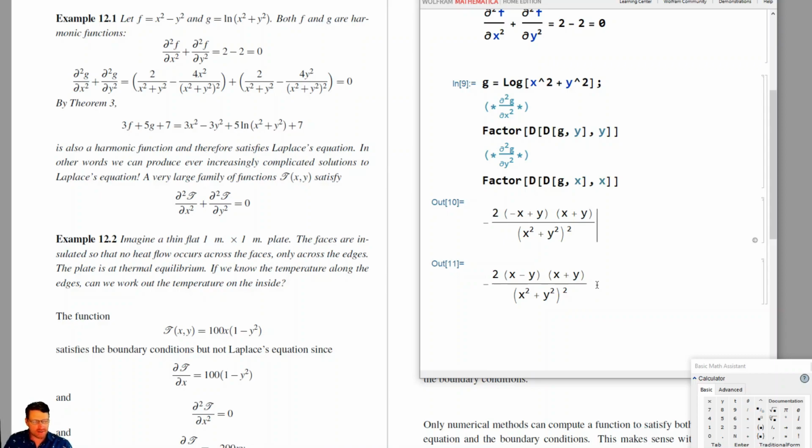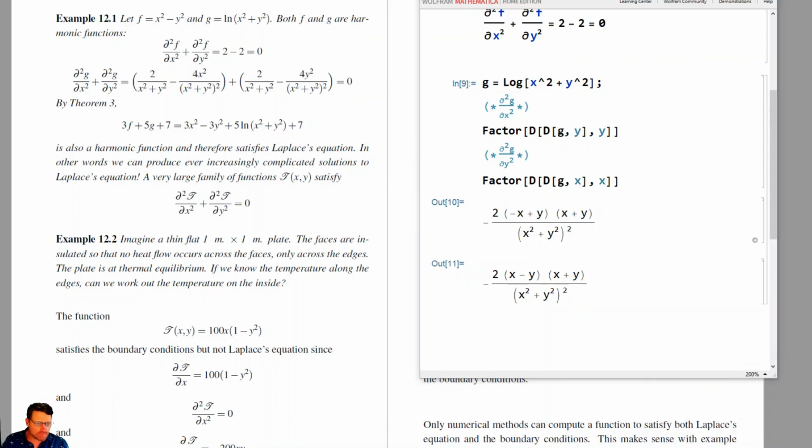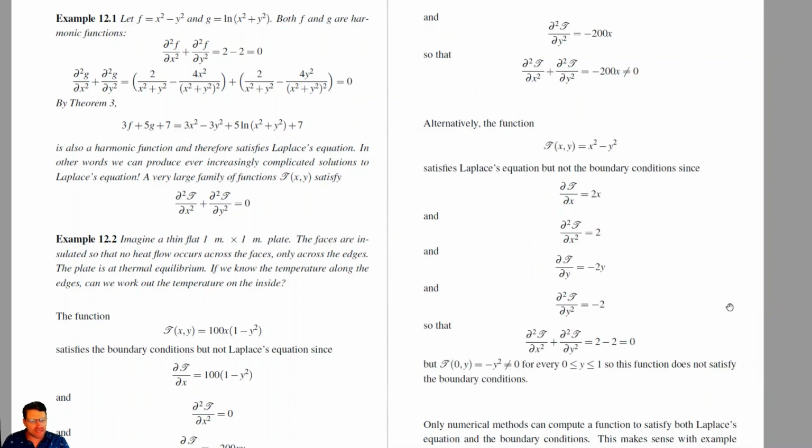Alright, so let's look at another example here. Imagine we have a thin, flat 1 meter by 1 meter plate. The faces are insulated so that no heat flows across the faces, only across the edges. The plate's in thermal equilibrium. If we know the temperature along the edges, can we work out the temperature on the inside? Alright, so suppose we're given the function T of x, y is 100x times 1 minus y squared.